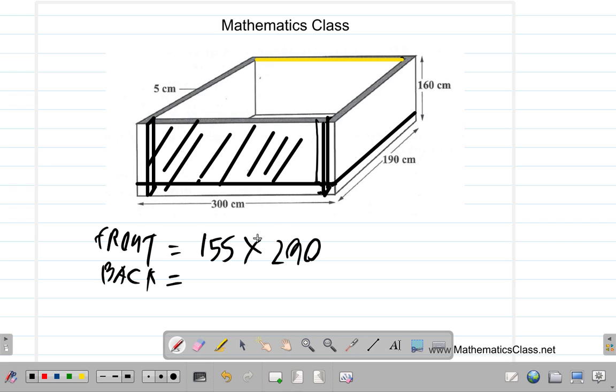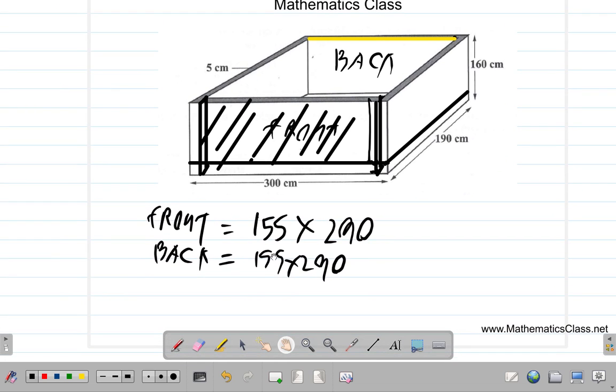Then the back, right over here. So now, remember this is the front, this is the back. The same 155 by 290. You see? Then the right.